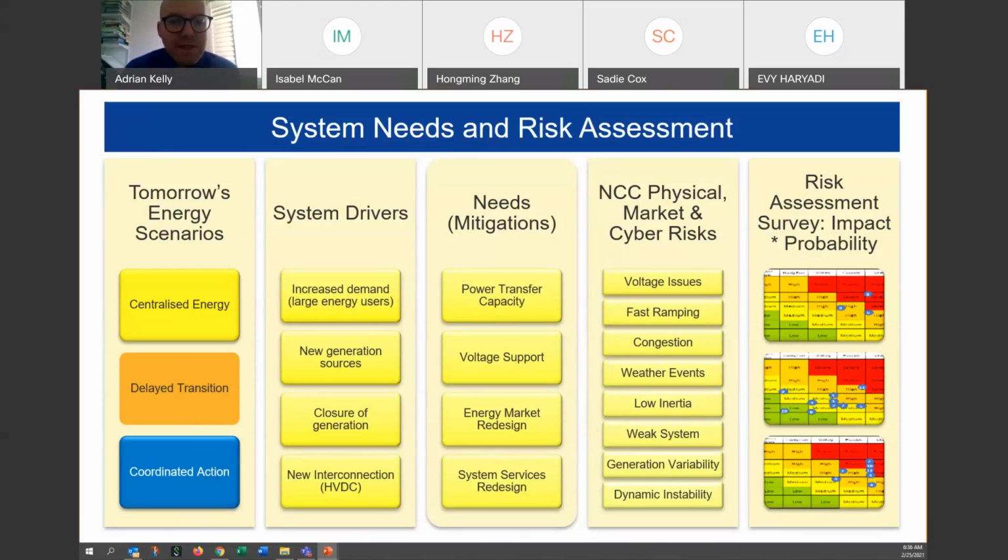You can see in that second box on the right, you've got voltage issues, fast ramping, congestion, weather events, low inertia, weak systems. These can all be issues and they can be risk assessed. You can then see which of these challenges are going to be very impactful and which are more likely to occur. This is just a framework or methodology for how you would start with your future scenarios and get to your risk assessment, to see what the most urgent needs are for your future control center. Next slide.